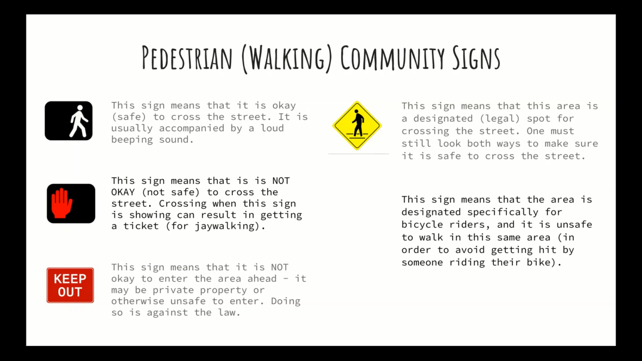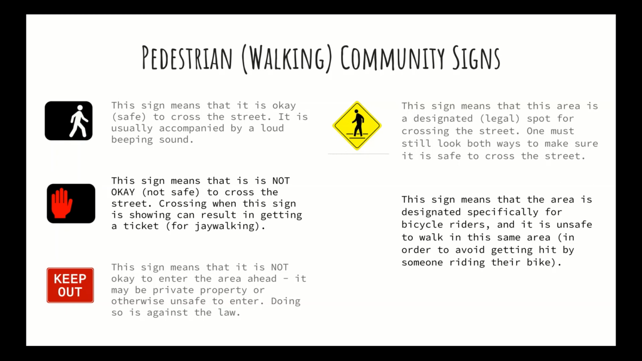So, yes, when you see this sign, it means that this is a designated area for crossing the street. This is typically in neighborhoods where you won't have the stoplights, and therefore you won't have the automated or electronic crossing the street signs. However, when you see this sign, still look both ways.